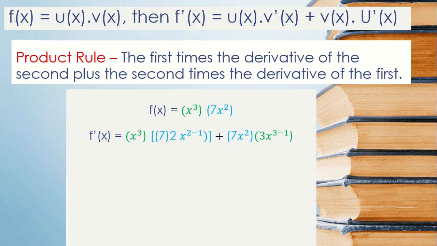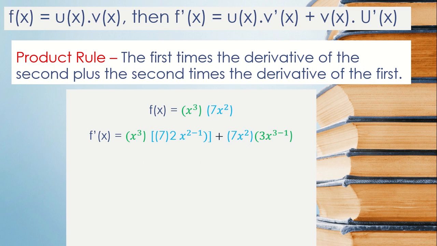Ano yung derivative ng 7x squared? So, ito ay constant times a function. So, ang derivative niyan ay 7 times the derivative ng x squared, power rule yan, the power which is 2 times the base raised to the power minus 1. Okay? Plus, ano sabi? Plus the second. Kaya plus 7x squared kasi plus the second. Ano sabi? Times the derivative of the first. We get the derivative na ng first. Ano yung first natin? X cubed.